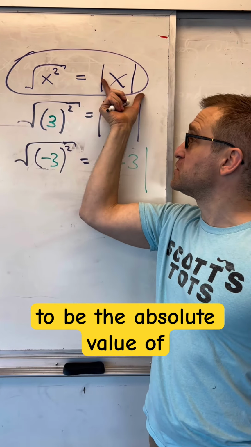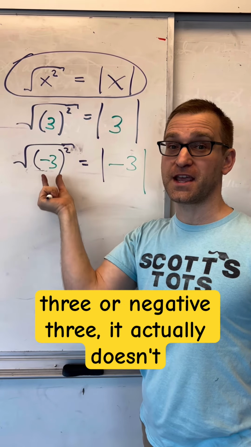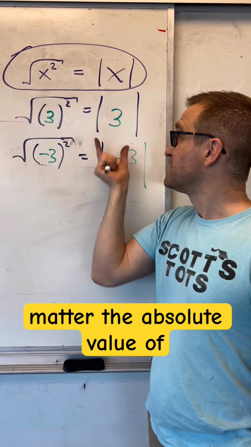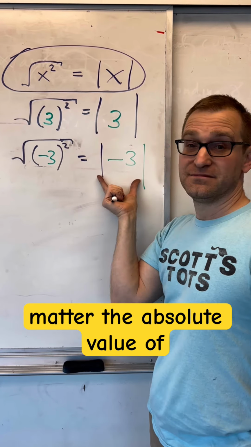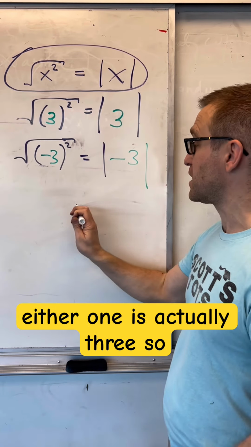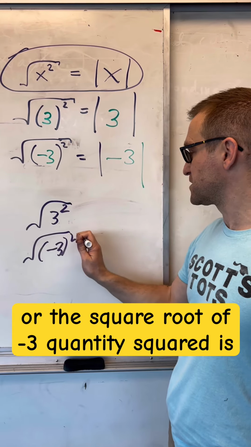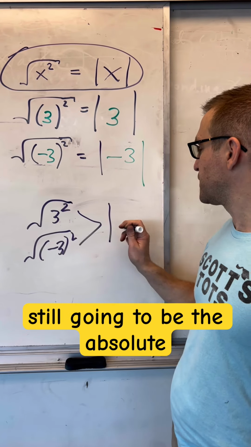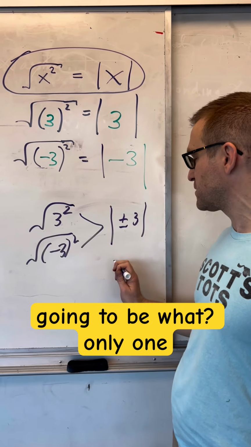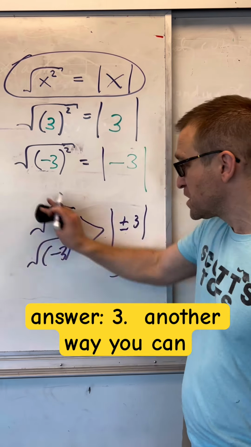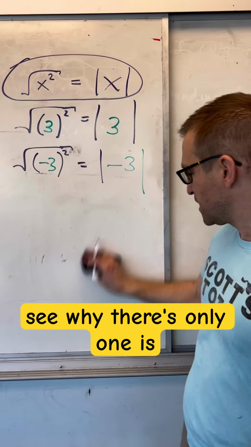to be the absolute value of x. So whether I put in 3 or negative 3, it actually doesn't matter. The absolute value of either one is actually 3. So the square root of 3 squared or the square root of negative 3 quantity squared is still going to be the absolute value of either one, which is going to be what? Only one answer, 3.